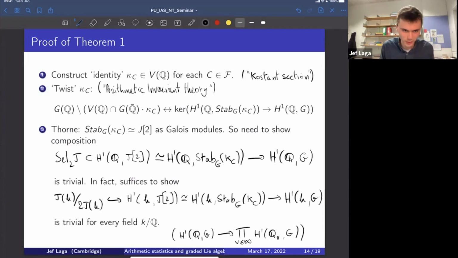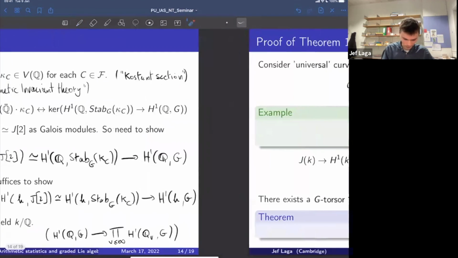And I should say that this general strategy was well known. In his thesis, the triviality of this composition is stated as a conjecture in the end. And here is where my contribution comes in. So let me explain how to do this.